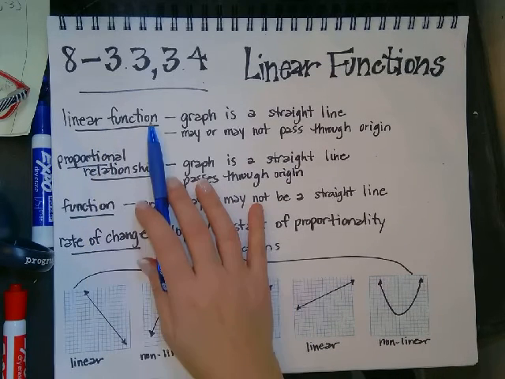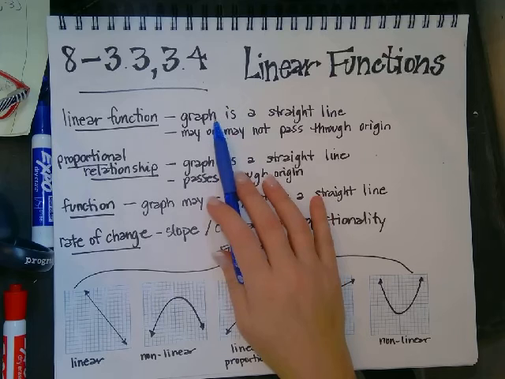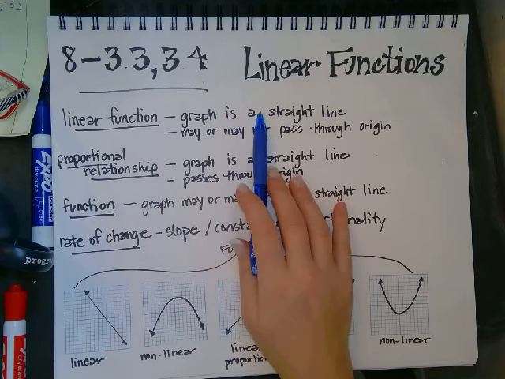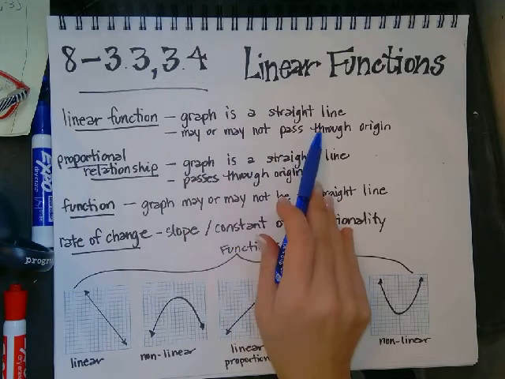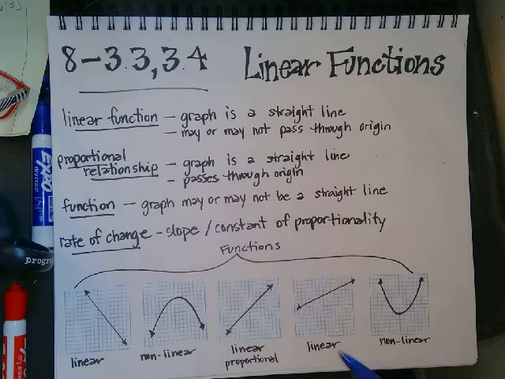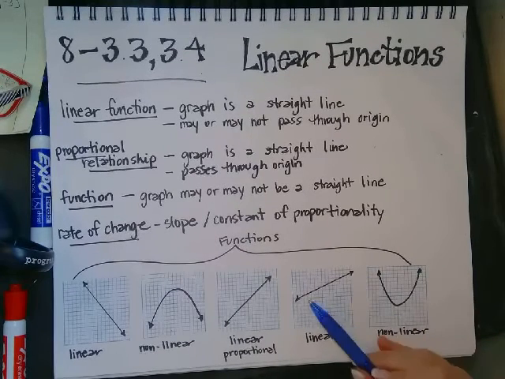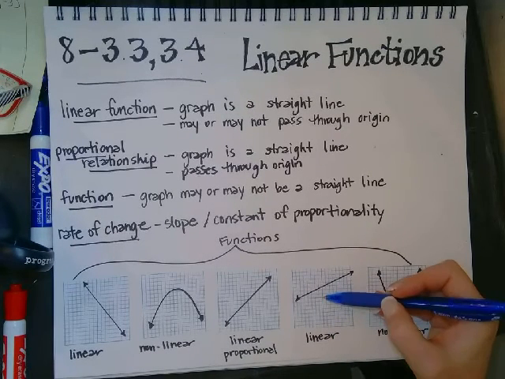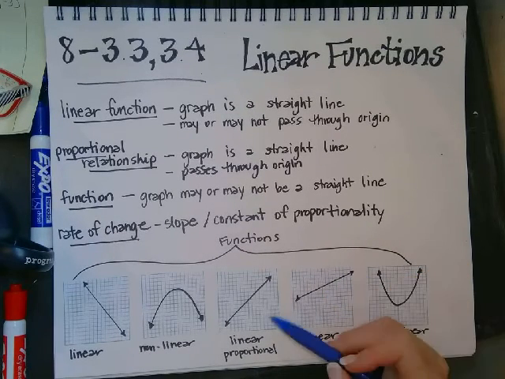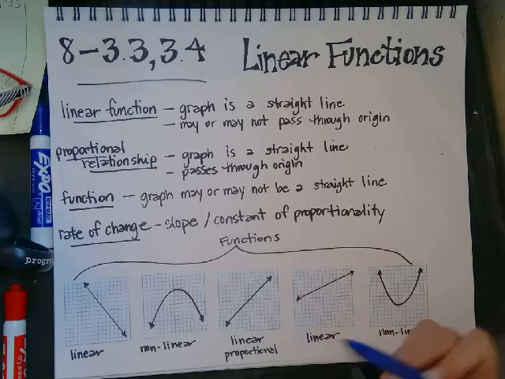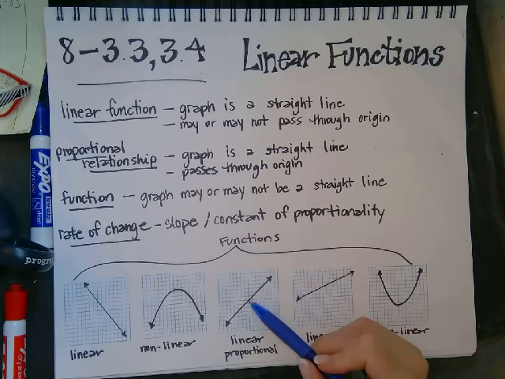Linear function will form a graph that is a straight line, and it may or may not pass through the origin. So if you look down here, this is an example of a linear function. It's a straight line, and it doesn't pass through the origin. This one's also a linear function, but it does pass through the origin. So linear is kind of a broad term. It essentially means straight line.